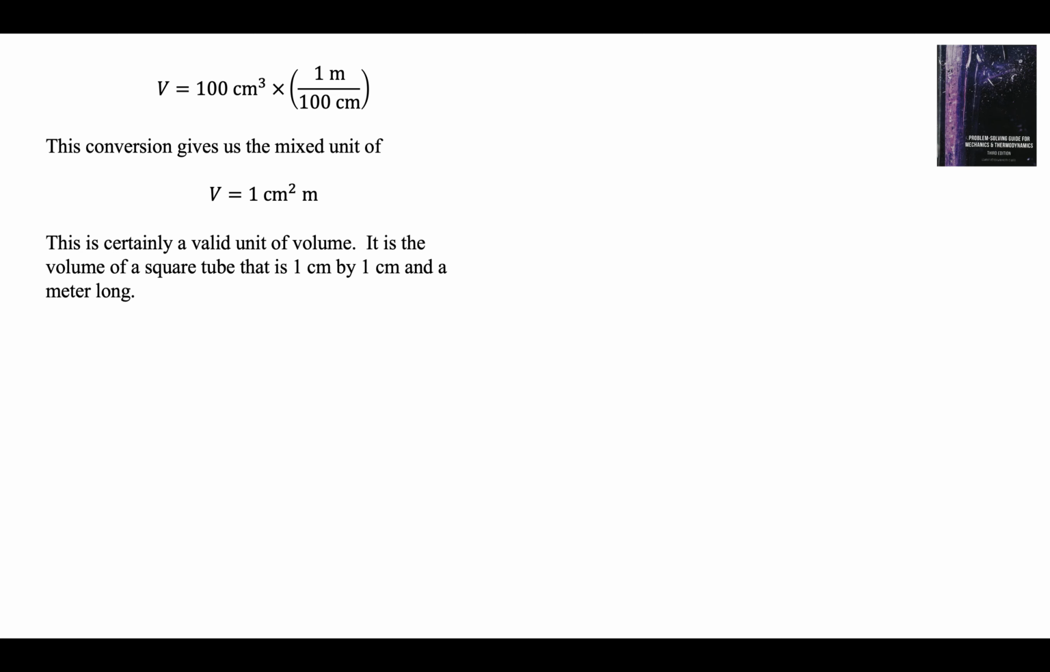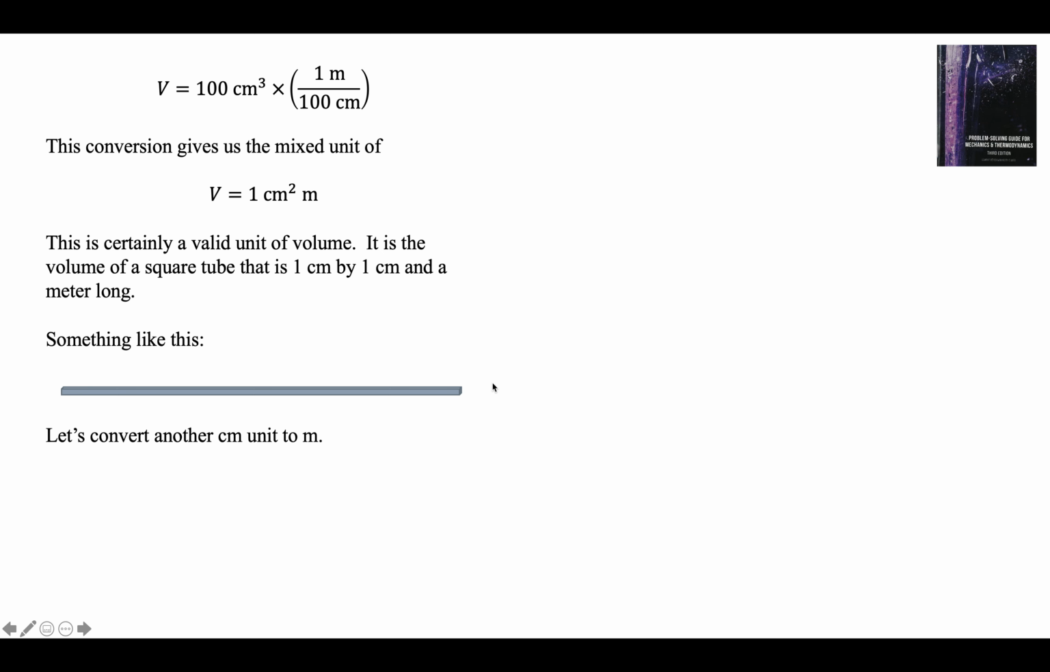So here's the volume, 100 cc's, and we're going to multiply by 1. This is centimeters times centimeters times centimeters. When we do it, the 100s cancel, so we get 1 centimeter squared meter. And there's nothing wrong with that unit of volume. It's a fine unit of volume. 1 centimeter by 1 centimeter by a meter long. It's a square tube, 1 centimeter by 1 centimeter, and it's a meter long. And it's got 100 cc's. There's 100 cubic centimeters in there.